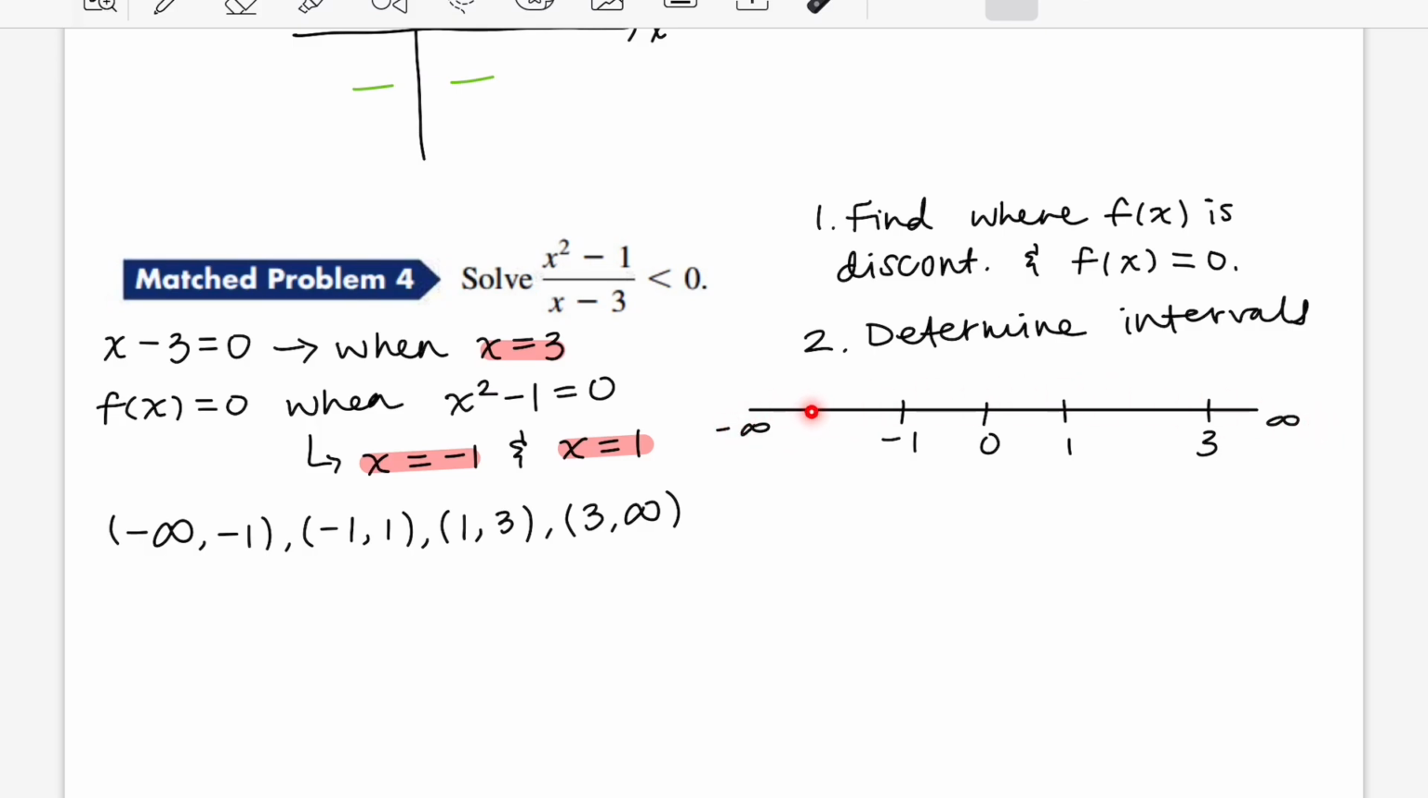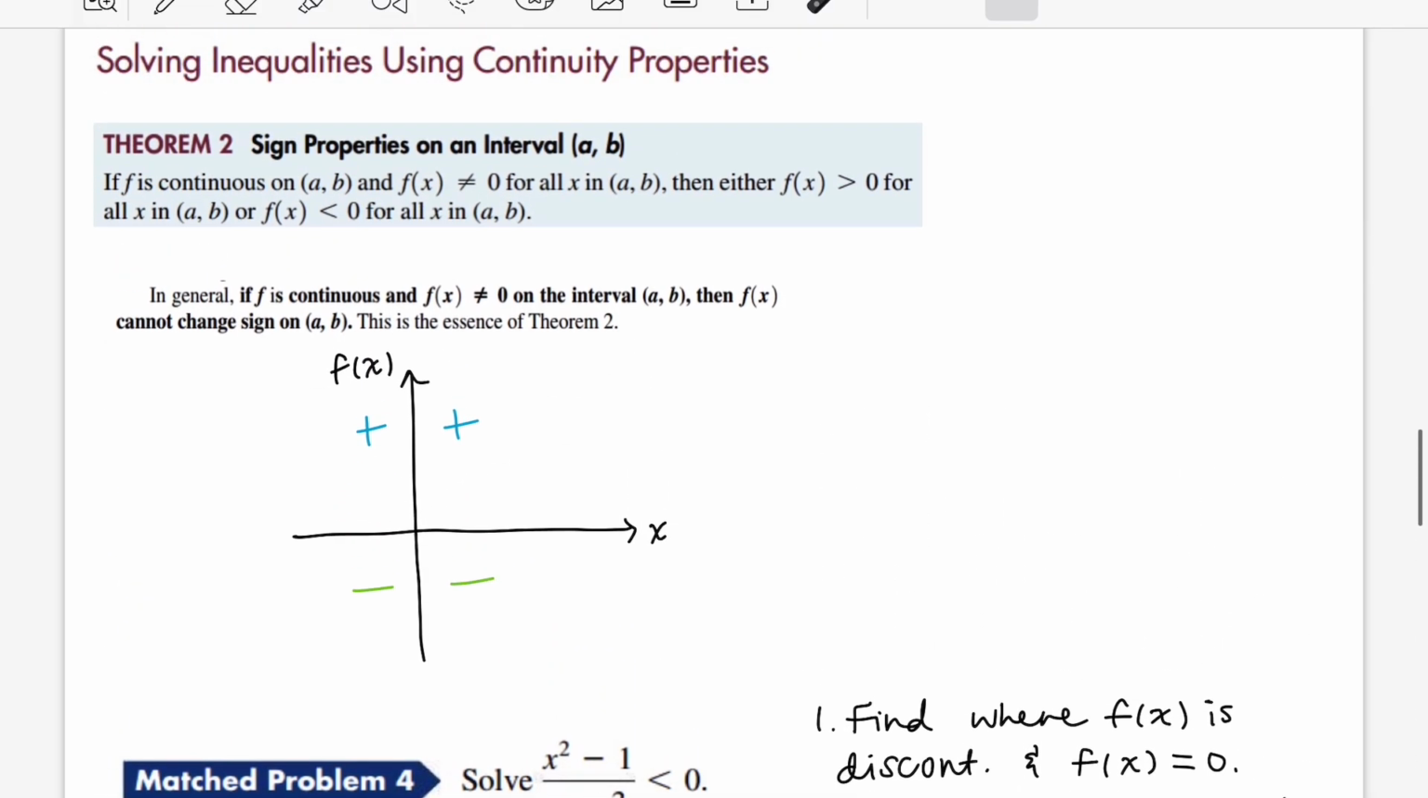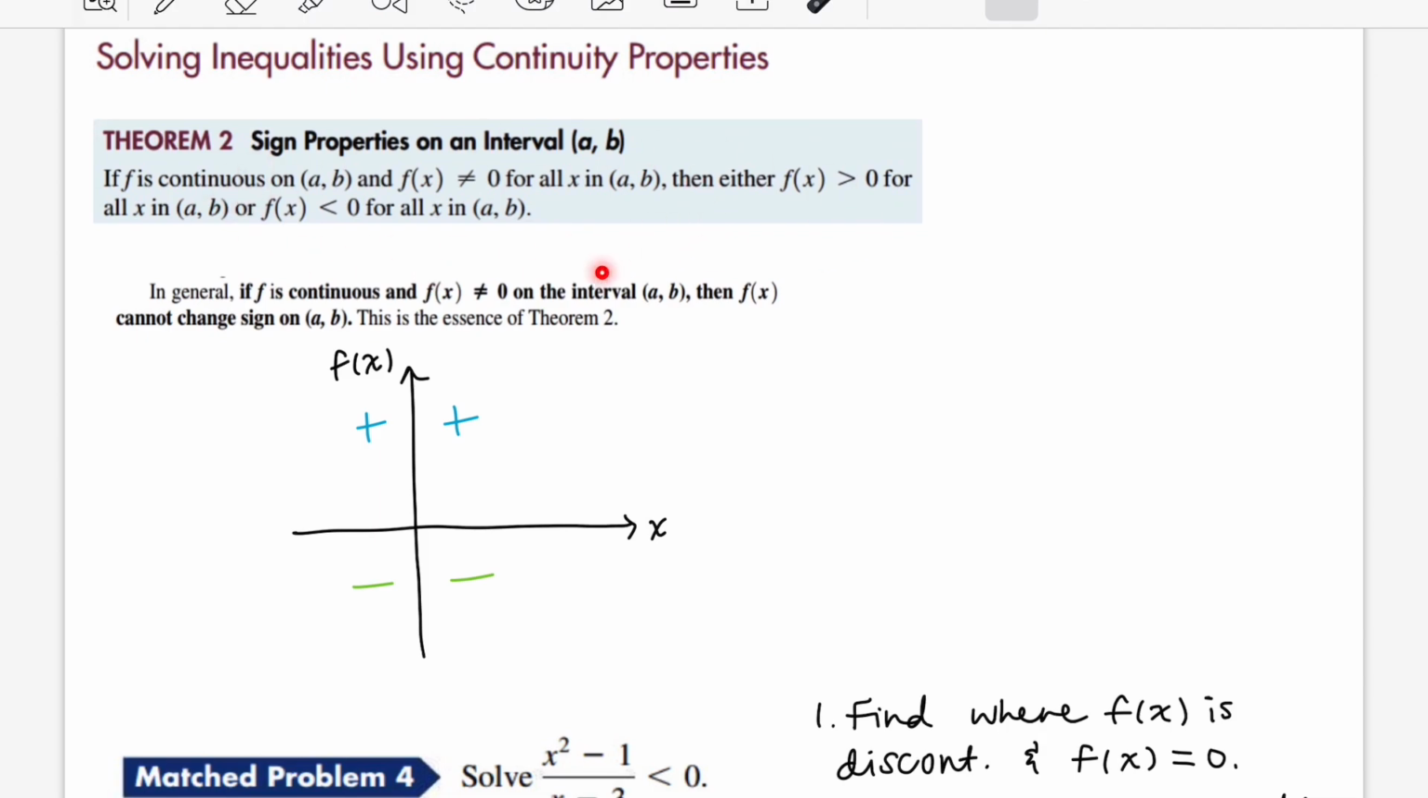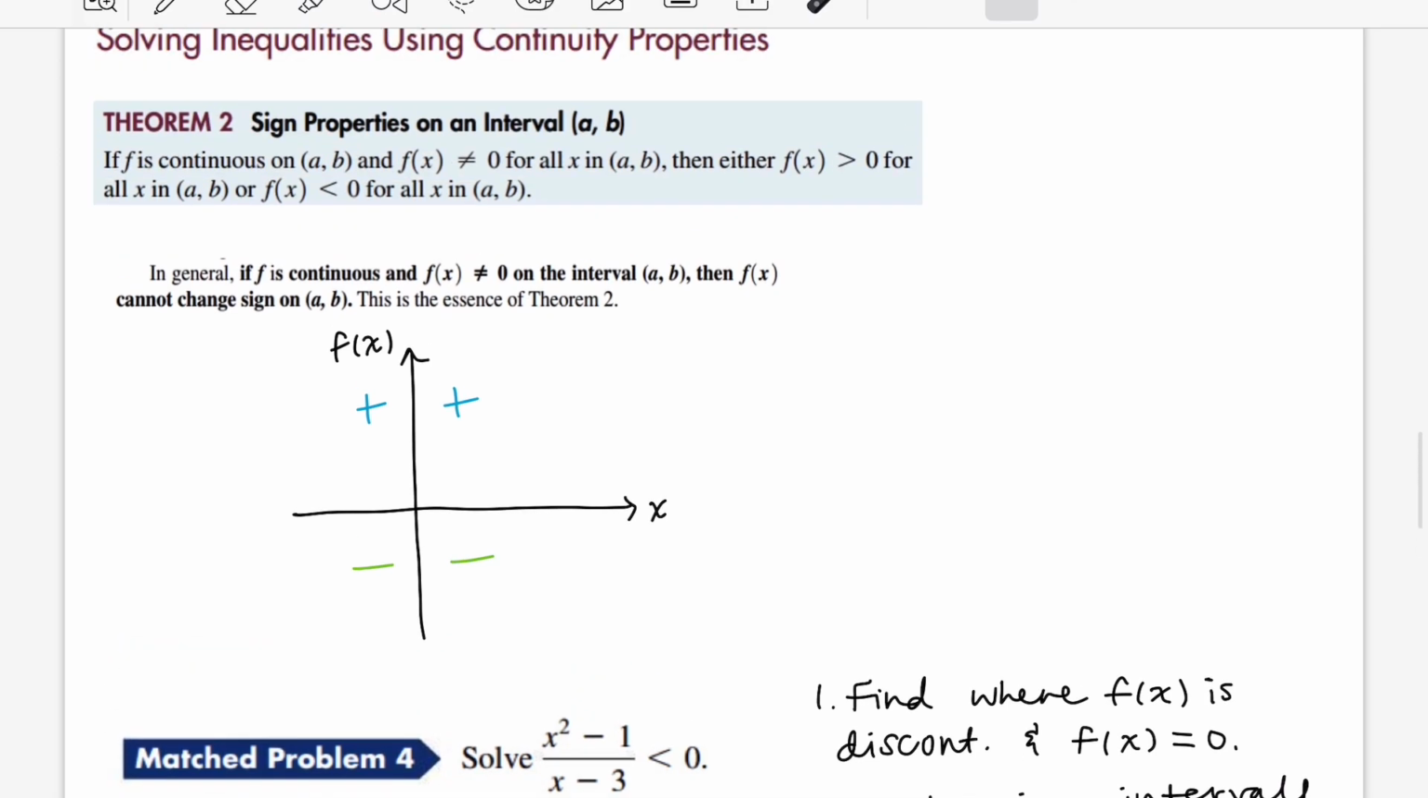We know that within these intervals, our function f of x will be continuous and it will not be equal to 0, right? Because we determined from this here that only at -1, 1, and 3 will our function either be discontinuous or equal to 0. So everything in between is fair game. We are continuous there and f of x is not equal to 0. By that logic, we can now use theorem 2 to determine the sign of our function, right? Because like I said, in these intervals here, our function is continuous and not equal to 0. So this tells us for any x in these intervals, our function will either be positive or negative.